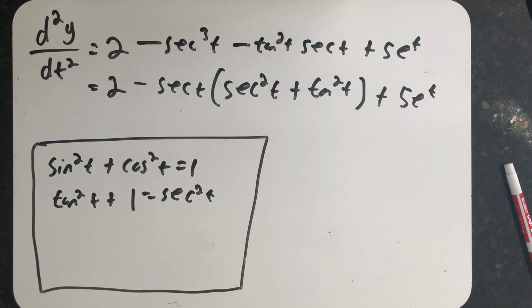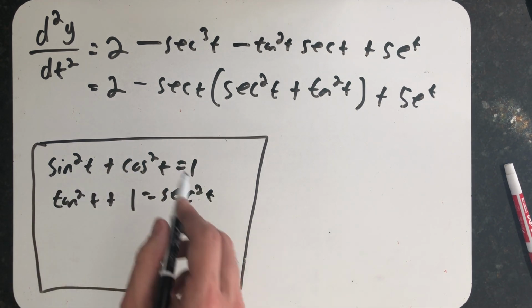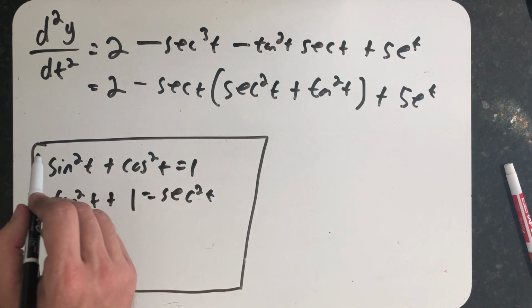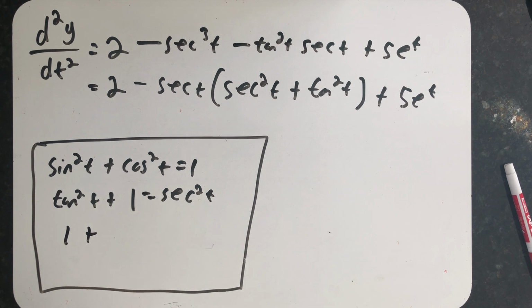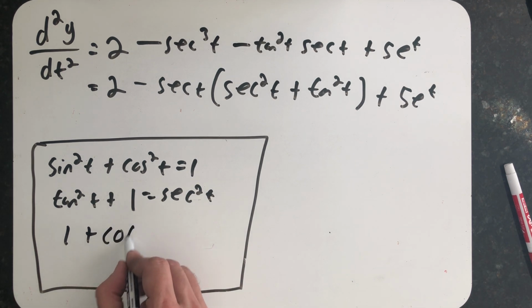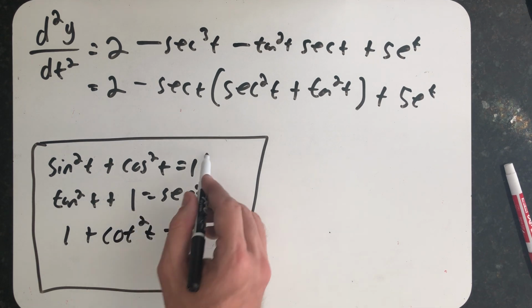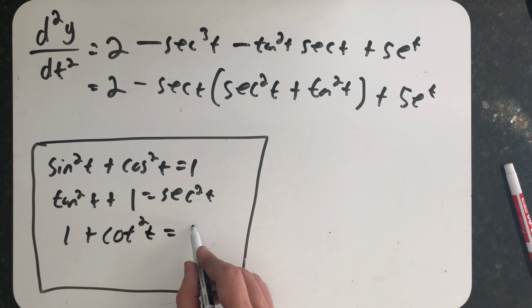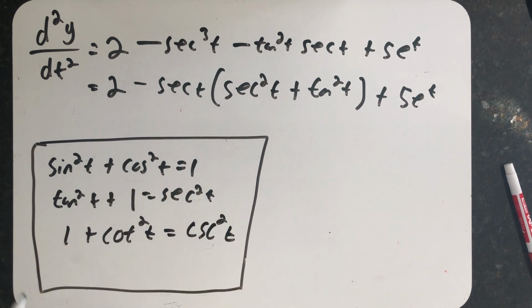But let's go on and write down my third Pythagorean identity. Start with this top equation again, and now let's divide everything through by sine squared. Sine squared over sine squared is 1. Cosine squared over sine squared is cotangent squared. And then 1 over sine squared is cosecant squared. Just a good reminder of our Pythagorean identities. But that's it for now.